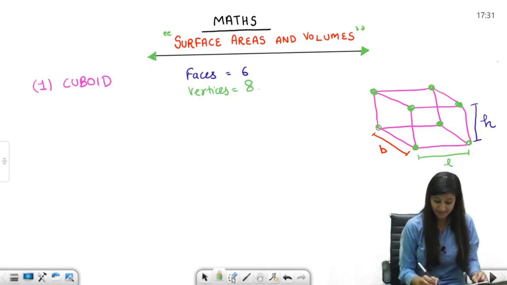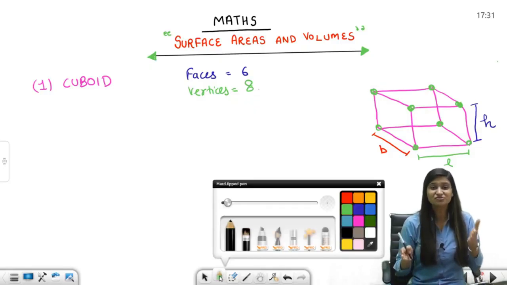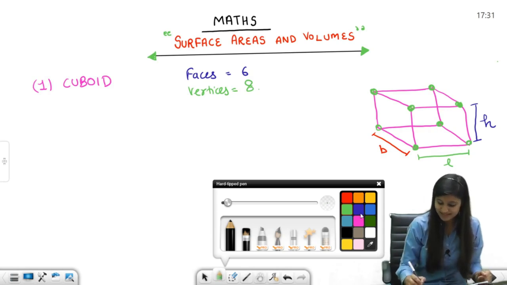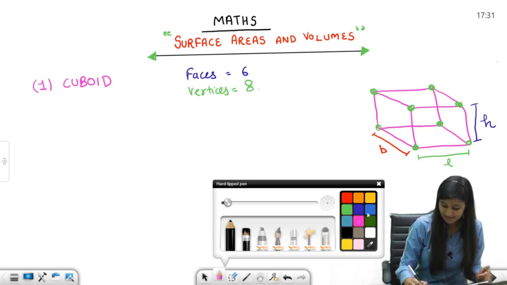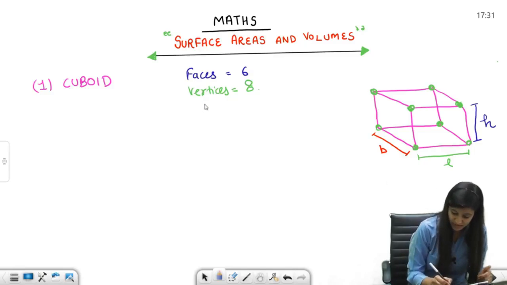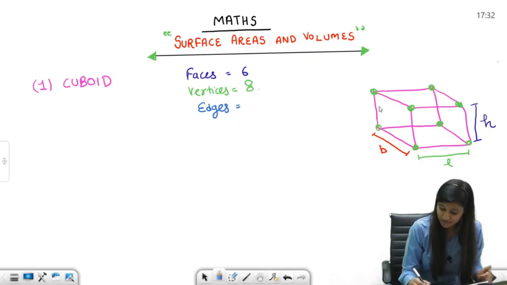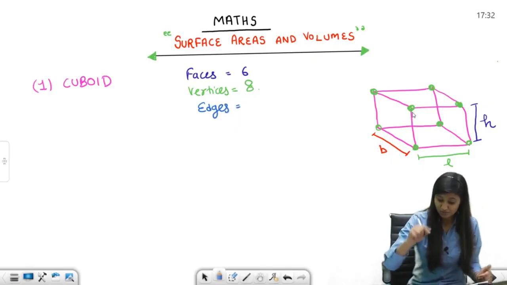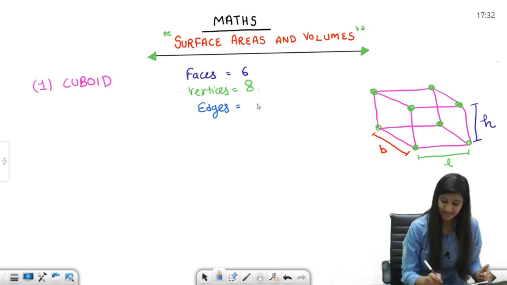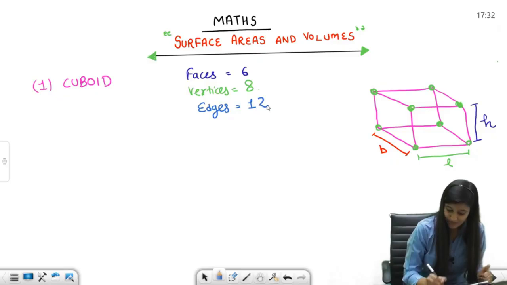Now it will be the edges. Edges means simply just sides. Now we just need to count the sides. How many sides? Come on, fastly. Tell me how many sides it has. If we talk about the edges, edges will be 1, 2, 3, 4, 5, 6, 7, 8, 9, 10, 11, 12. How many edges? These will be 12 edges.